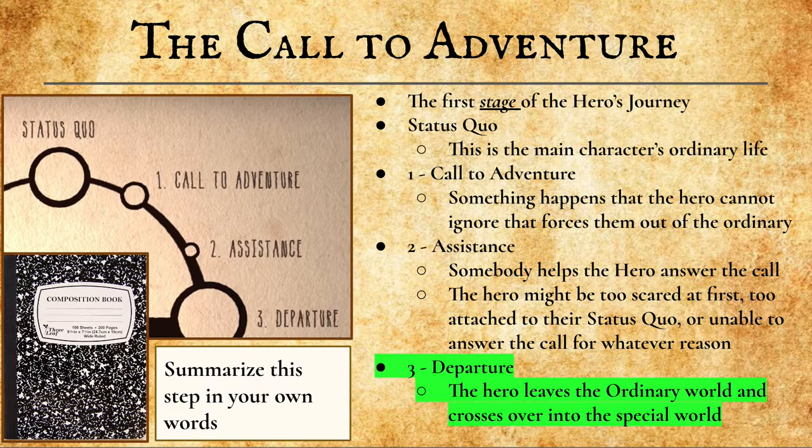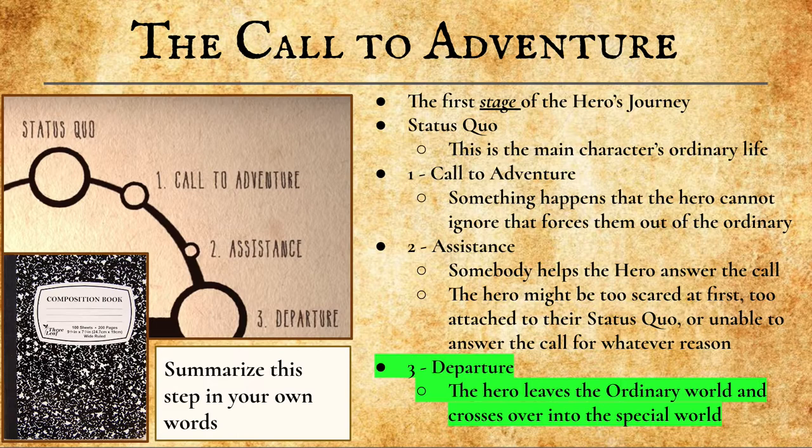Whenever they leave their ordinary life, the departure is when they cross over from what that status quo was, from before, what their day-to-day was. The departure is when they leave into something totally different, and they have answered the call to adventure. Go ahead, pause the video now and summarize this step in your own words.